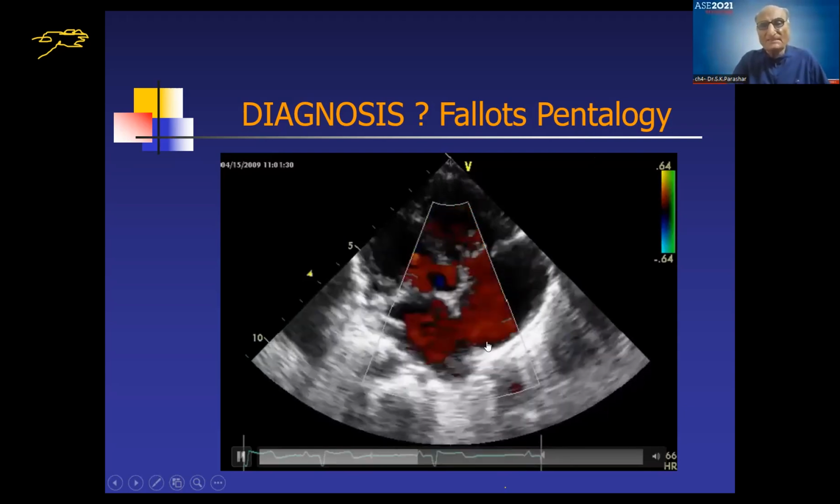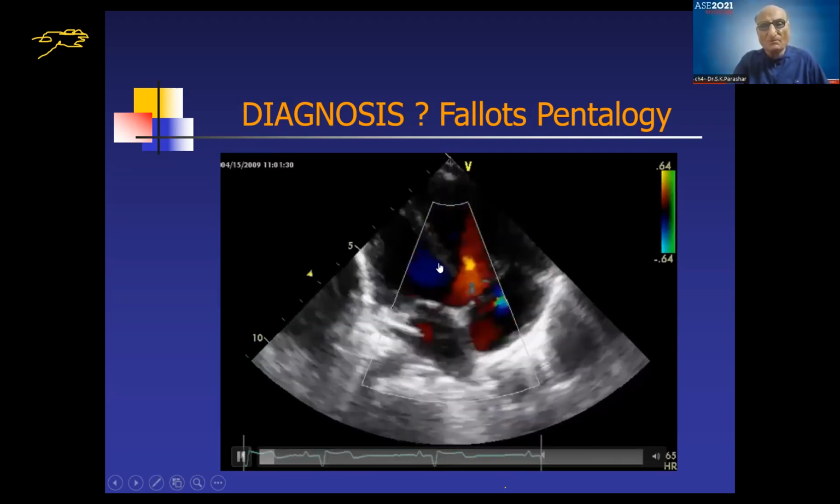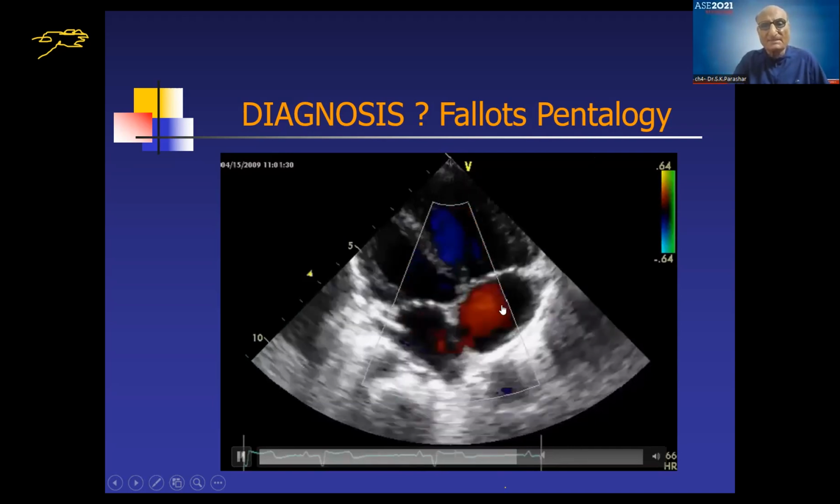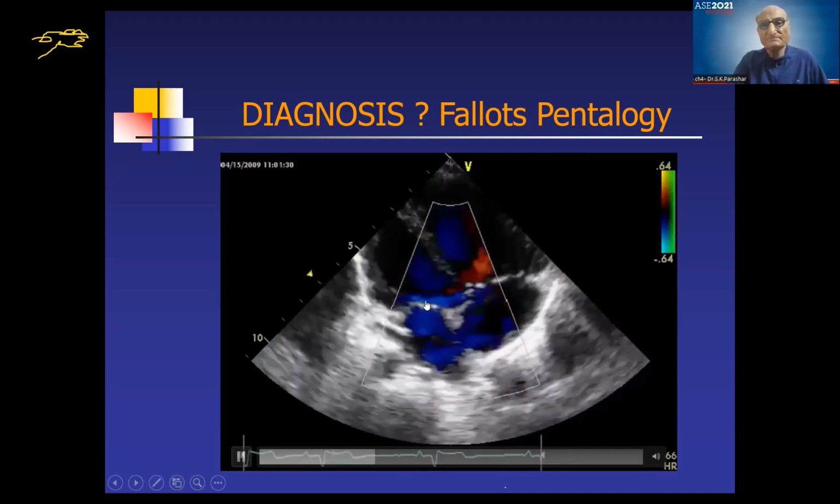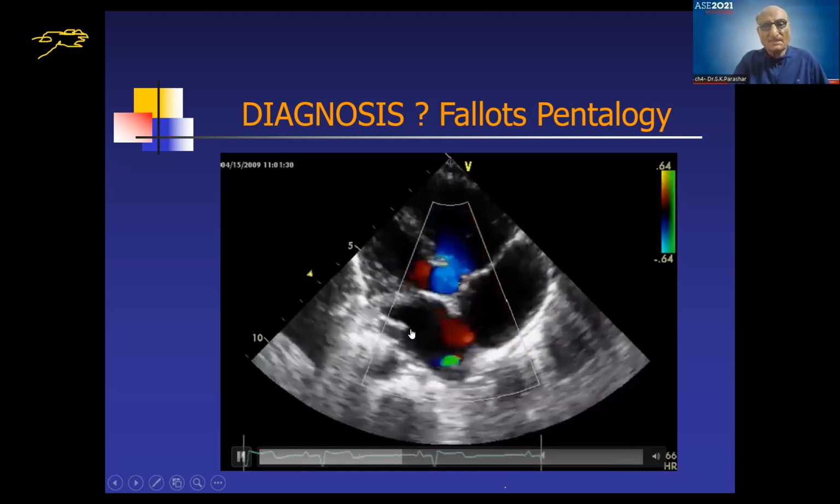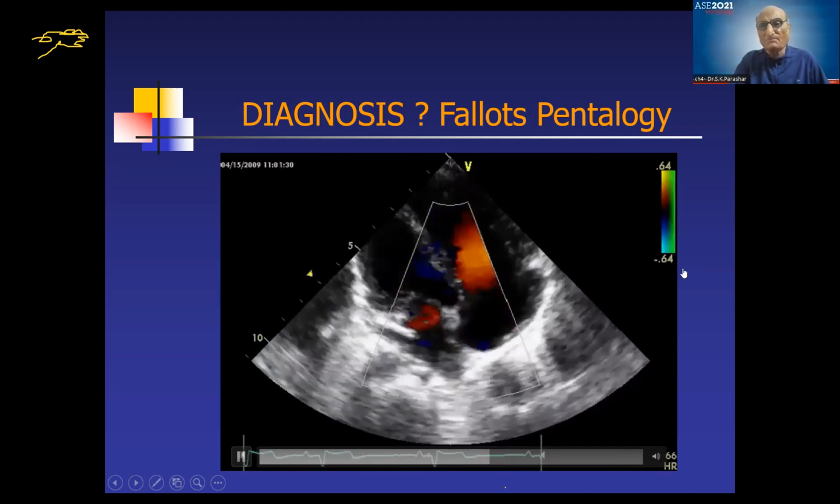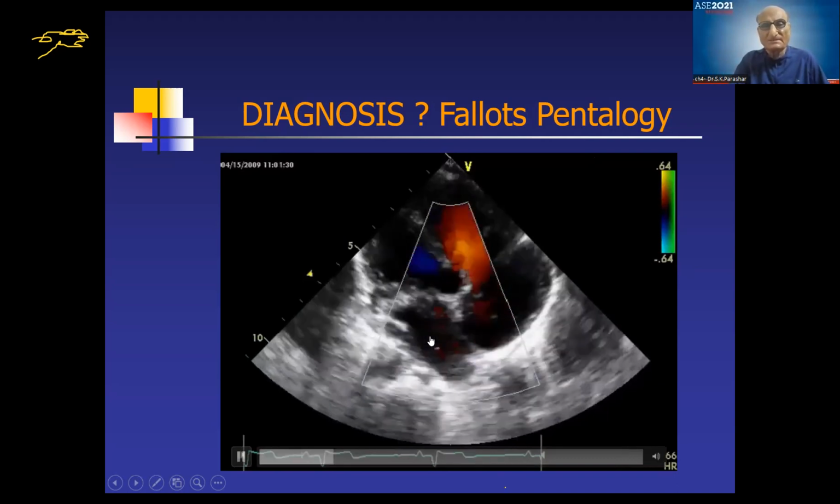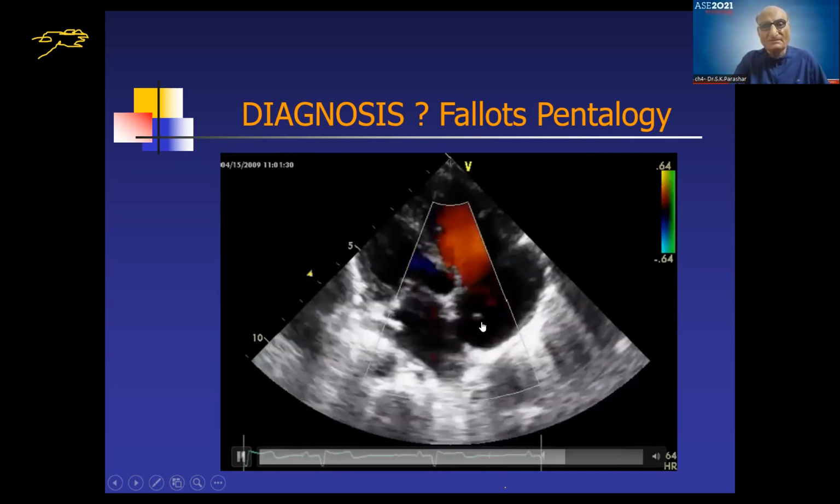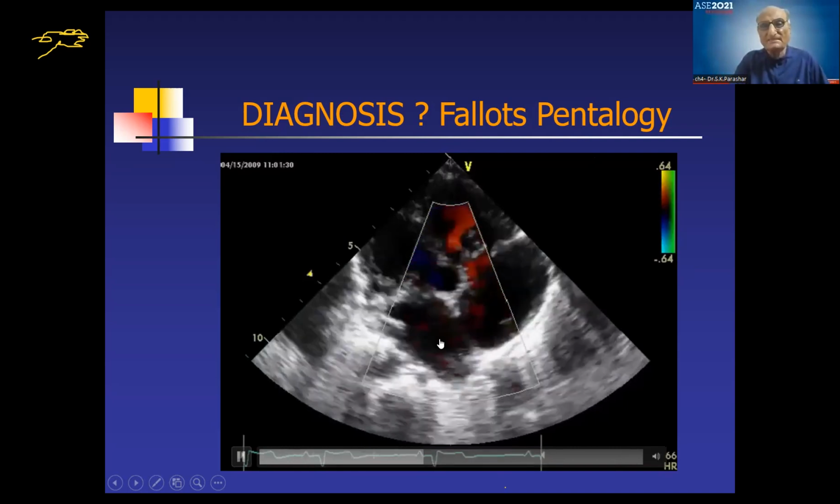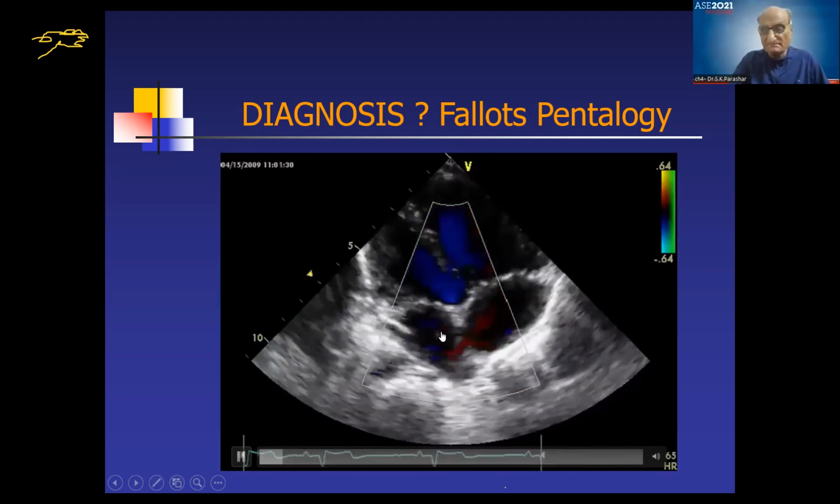And one of the methods which I use is to take a more anterior view, and the ASD becomes very clear. See. And one trick is you can bring down this color scale. Because 0.64 is a high velocity flow, and this is a low velocity flow, you can bring this scale down and you can see the ASD better.